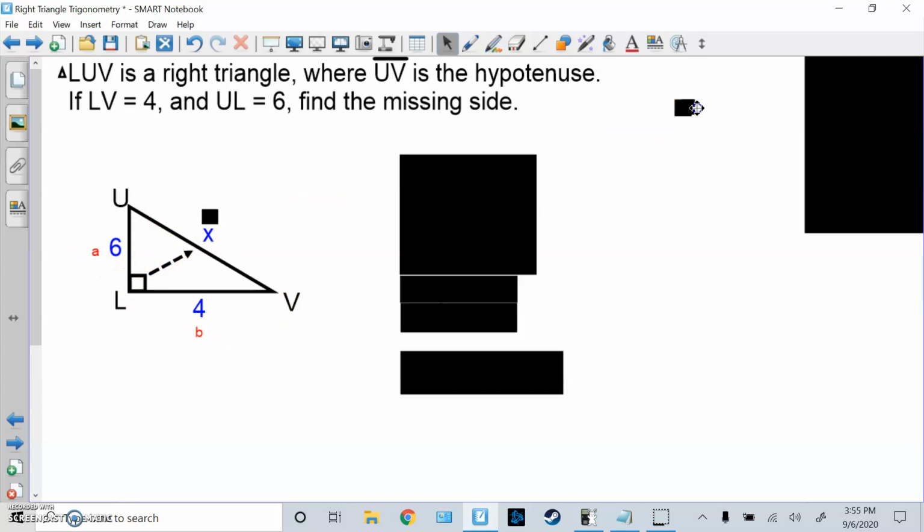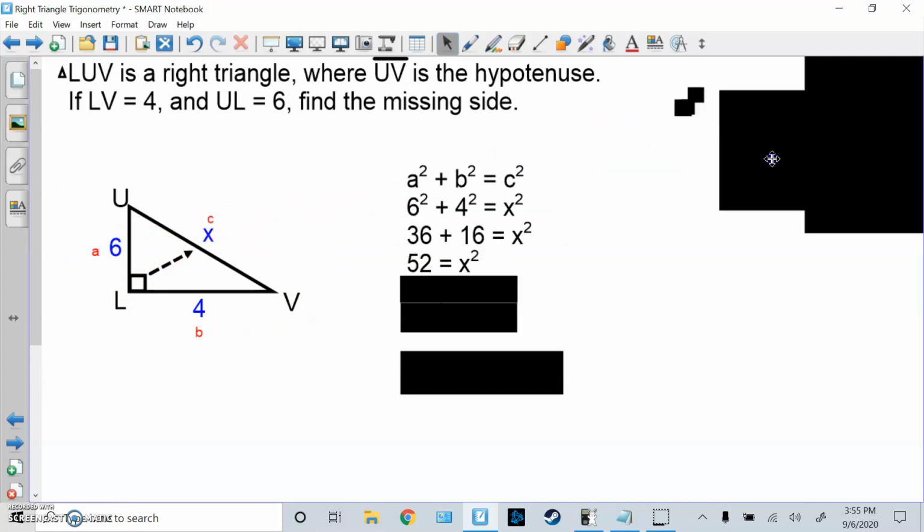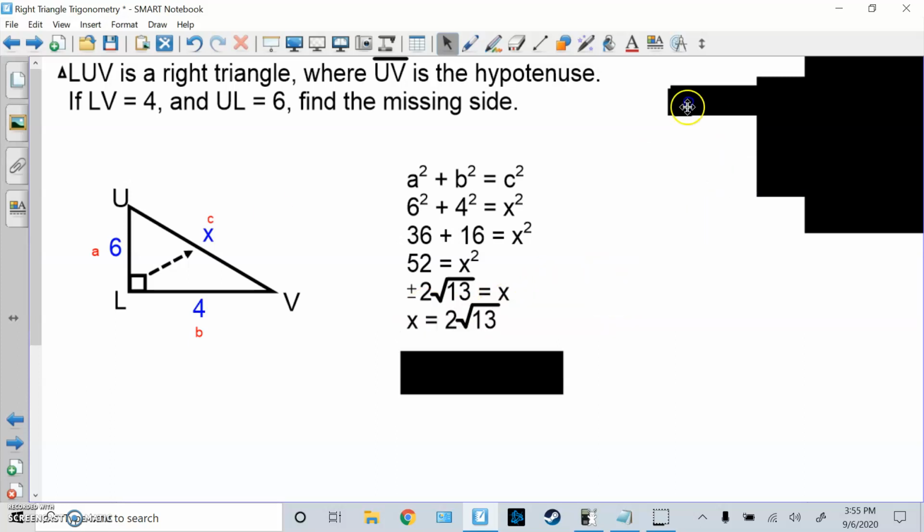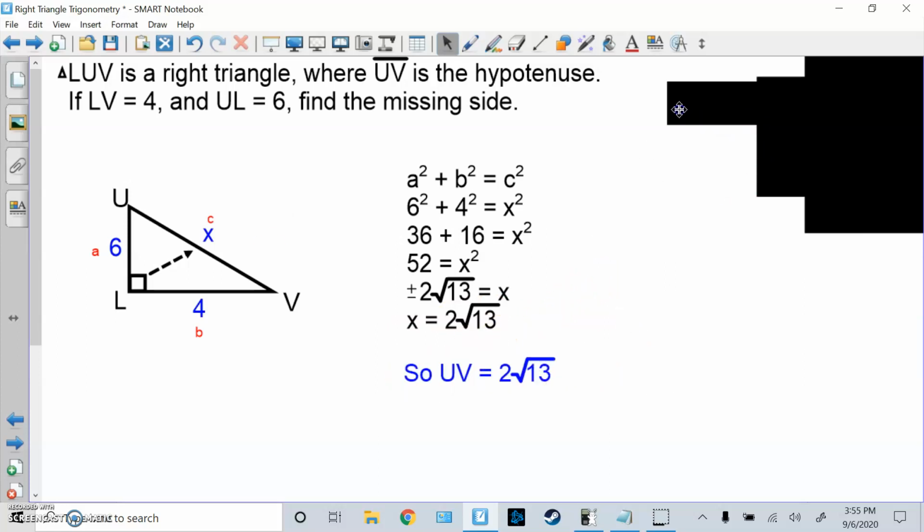There's A, there's B, and there's C. Again, A and B can switch, it does not matter, but C must be the hypotenuse. Fill in the formula, do the math, combine terms, square root both sides. Now, at the same time, I'm not going to do the plus or minus. When you square root 52, you have to simplify that radical. So hopefully you know how to do this. You get plus or minus 2 square root 13. Again, ignore the negatives. So x is 2 square root 13. So your answers could have radicals in there. That's normal.